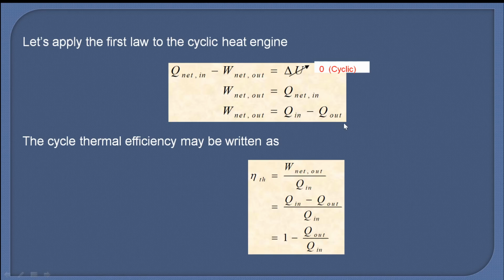A certain amount of heat will be given, a portion of that heat will be utilized to produce work, and the remaining will be rejected as Q out, right? So Q in minus Q out divided by Q in, or we can write the thermal efficiency of a heat engine as 1 minus Q out by Q in.